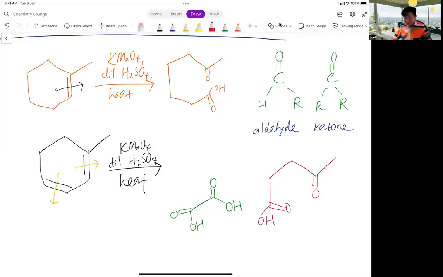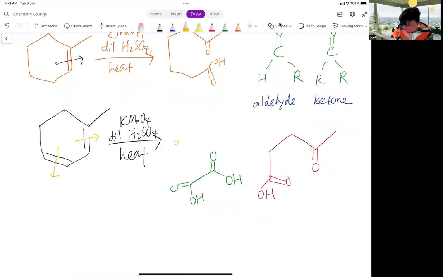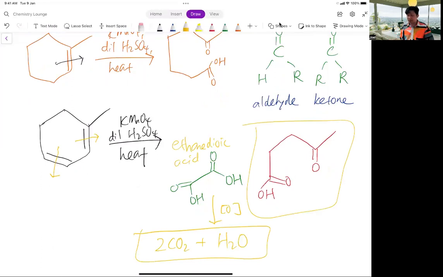Okay, now you must be alert that this one is called ethanedioic acid, which will be further oxidized to form 2CO2 and H2O. So it doesn't exist, it will continue the oxidation, and the final products are these two together with this red one. You cannot draw that one. Okay, drawing this works. So you must recognize ethanedioic acid, a diacid with 2 carbons. Ethanedioic acid. You understand?